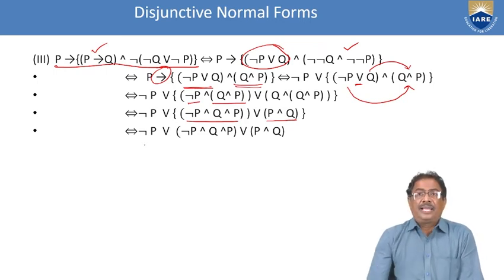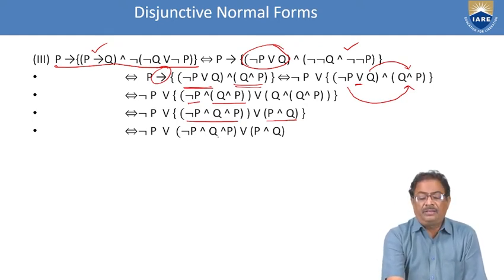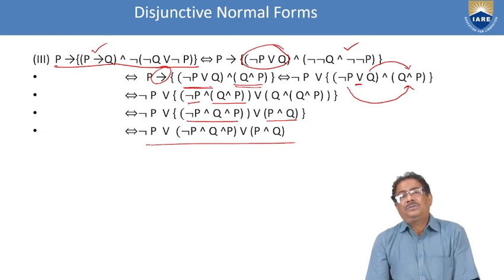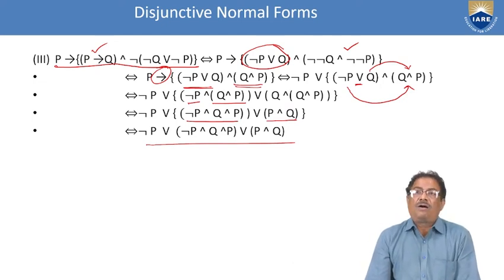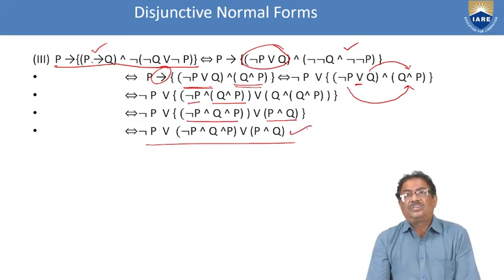Then this will become negation P and R, next negation Q and negation P, and Q and R. So the reduced one is nothing but the sum of the products. So it is in disjunctive normal form. Like this, whatever the given compound proposition is, when it is reduced to this particular form, by observing the reduced form we can say that this is the disjunctive normal form.